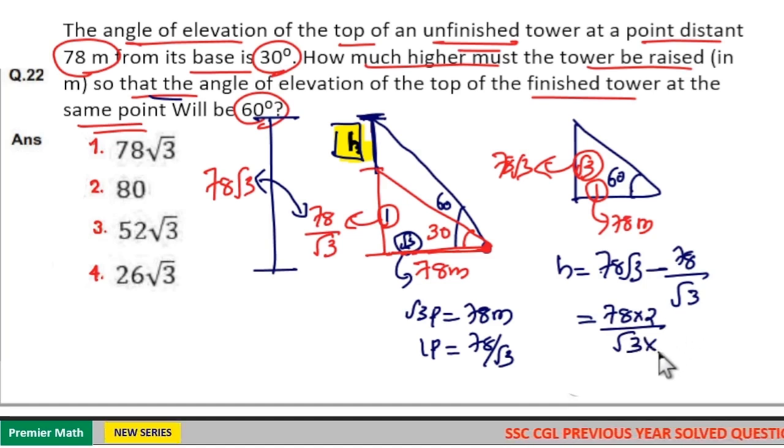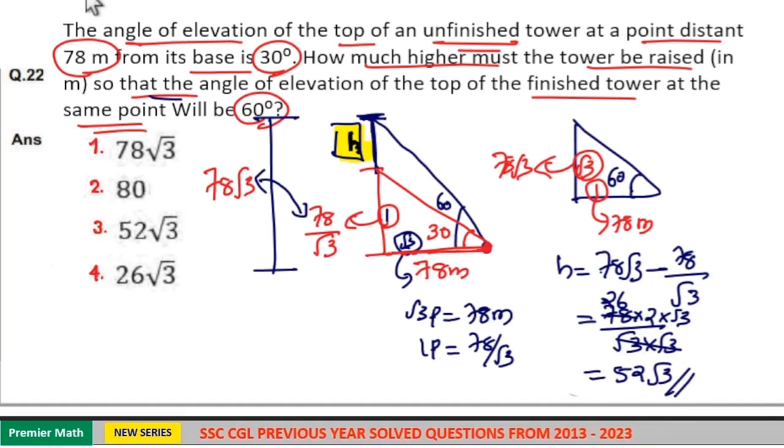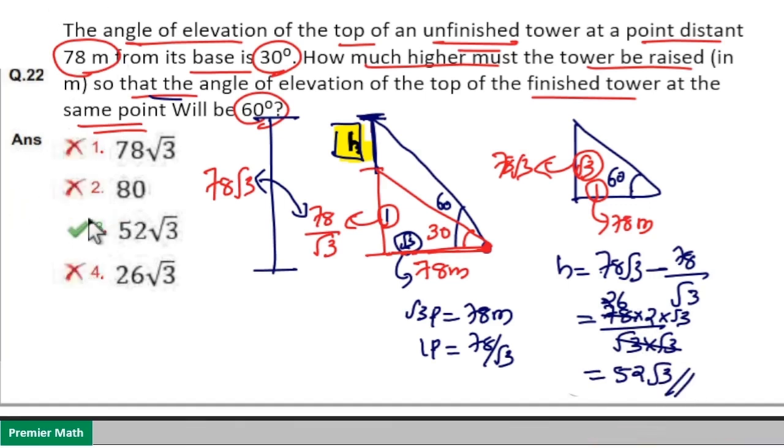Now multiply root 3 in numerator and in denominator. 3 goes 26 times in 78. So 26 into 2 is 52. So 52 root 3. Option 3 is your answer.